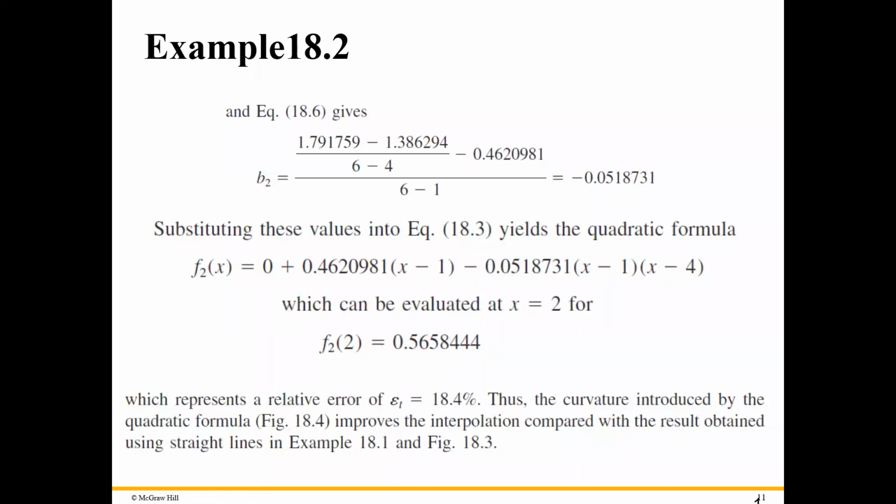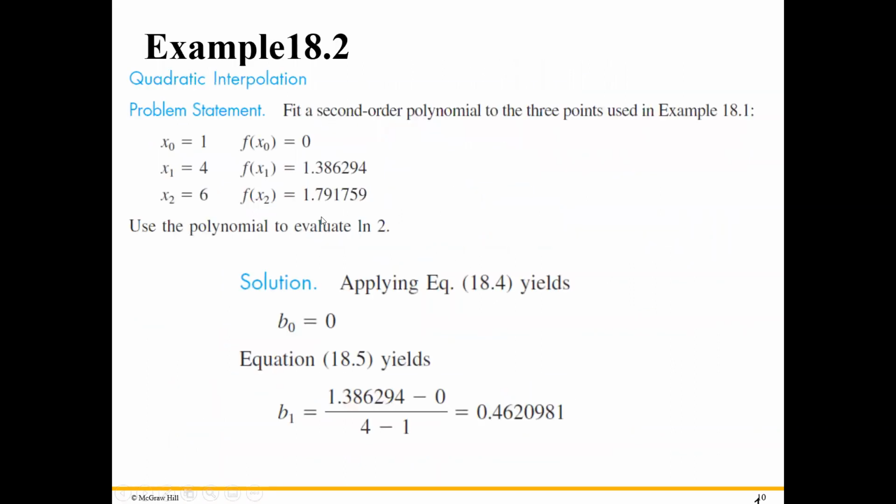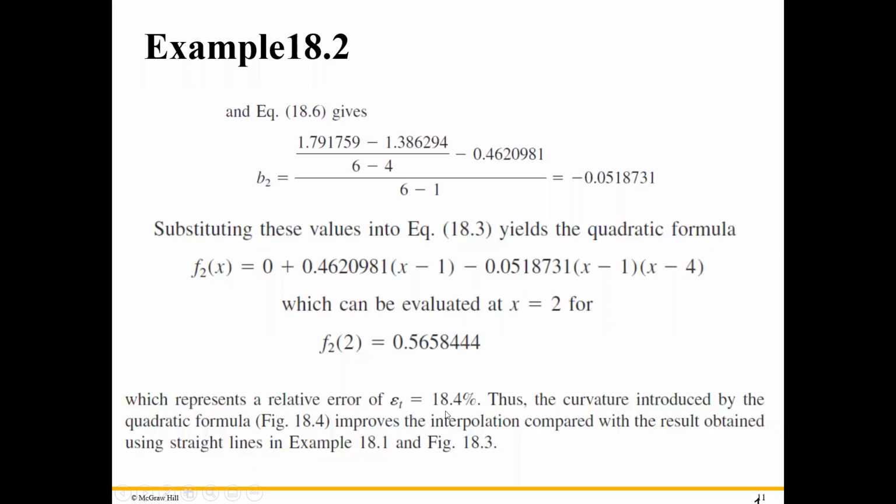In the case of linear interpolation, we found this error was 48.3% when we interpolated between 1 and 6, and when we interpolated between 1 and 4, the error was 33.3%. But in this case of example 18.2, when we used all these points, 1, 4, 6, the error is now only 18.4%. So it means that the percentage true error will decrease by increasing the order of the interpolation.